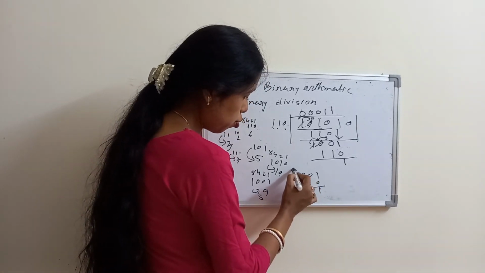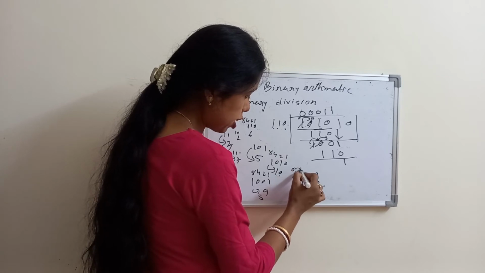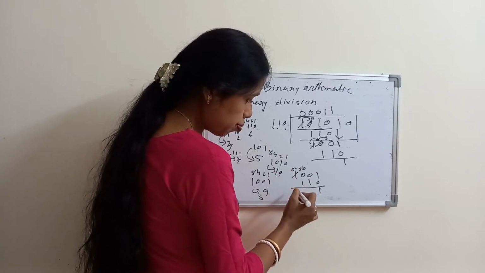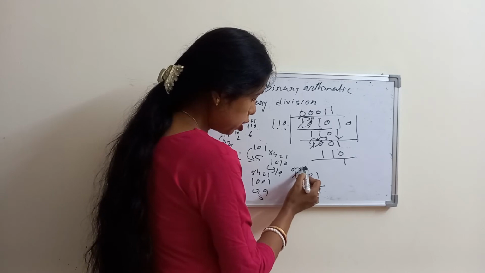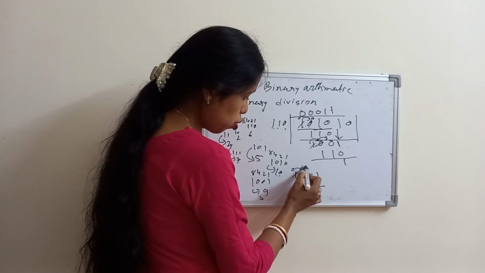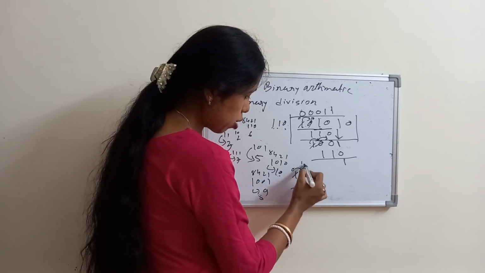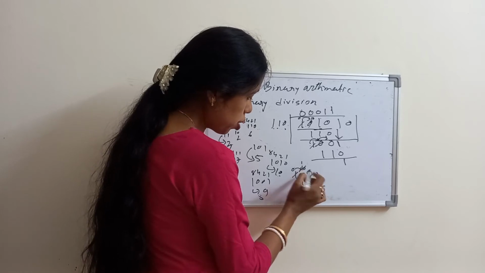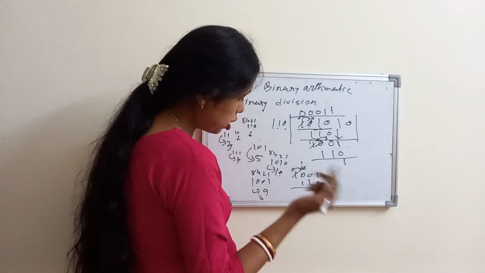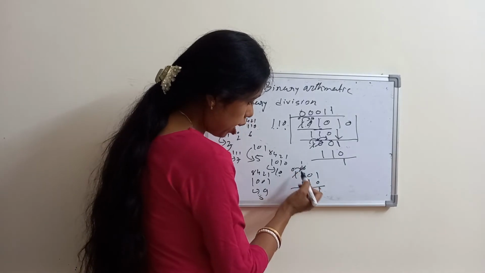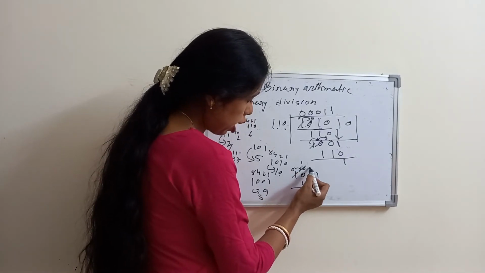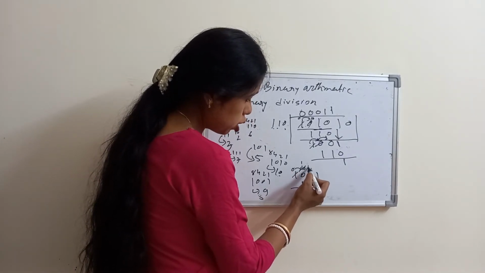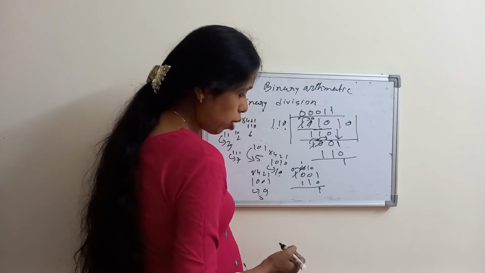So if you are taking borrow from here, this one will be written as a 10 here. 10 means 2. From 10, one 10 will be replaced here, and 1 from 10 means 2. So from this 2, 1 will stay here and another one will come here. If another one comes here, this will be like a 1 0.